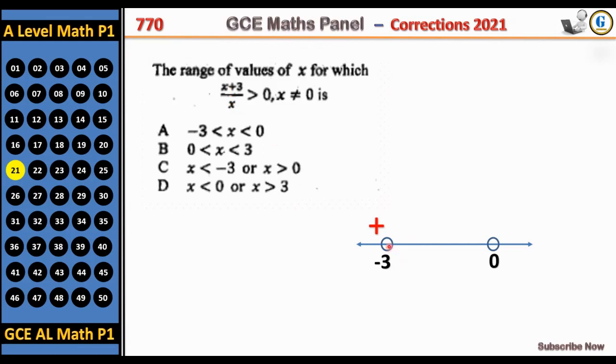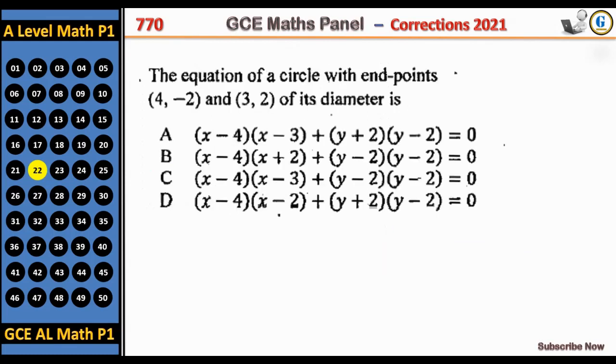Now between minus 3 and 0, we can take minus 1. When we take minus 1, minus 1 plus 3 will be positive, and the denominator will be negative. So this value in between will be negative. And above 0, you can take 1, for example, and it is going to be positive. So they want us to give the range of values for which this is going to be positive. So the range is below minus 3 and above 0.